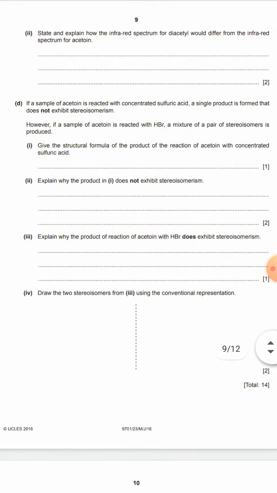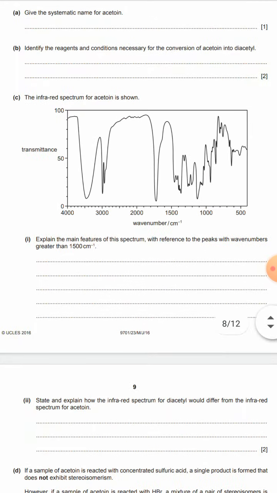Okay. State and explain how the infrared spectrum of diacetyl would differ. Okay, so look, diacetyl has got no OH groups, isn't it? So the peak at 3200 and 3650 would not be present. The peak would disappear. Okay, all right.